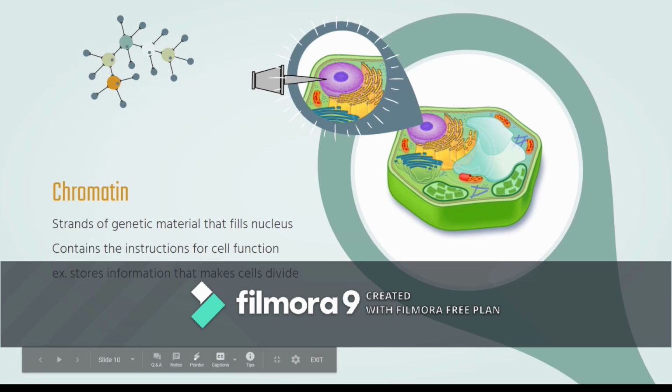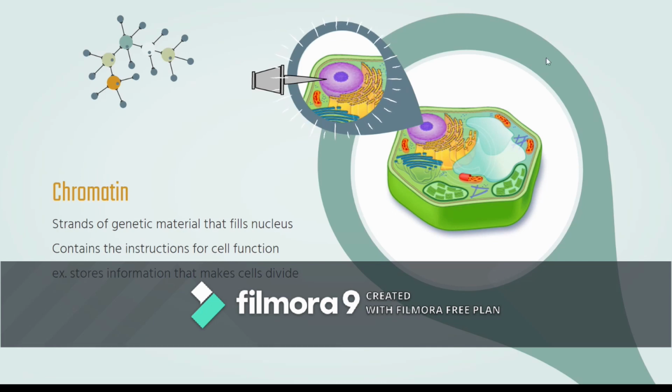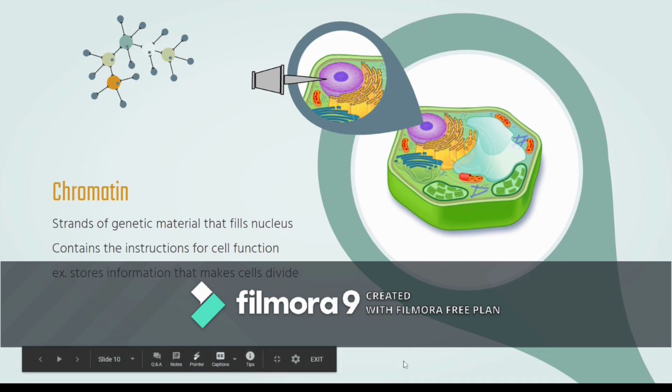Chromatin. Chromatin is a strand of genetic material that fills the nucleus, as shown in the visual. It contains the instructions for cell function. For example, it stores information that makes cells alive.